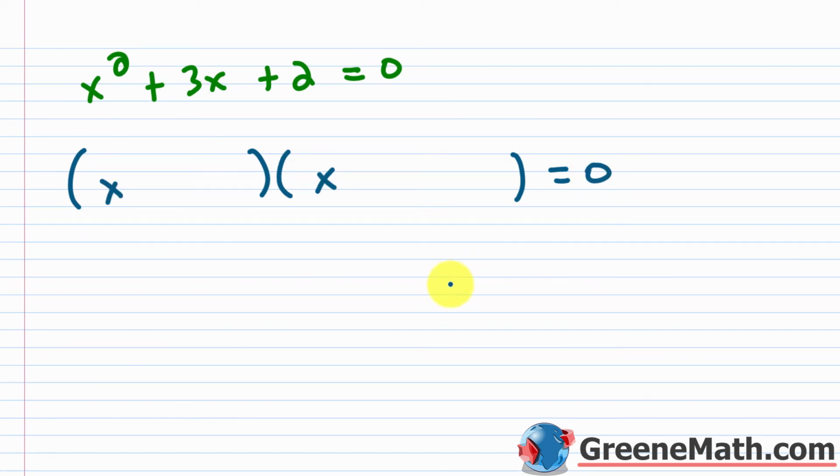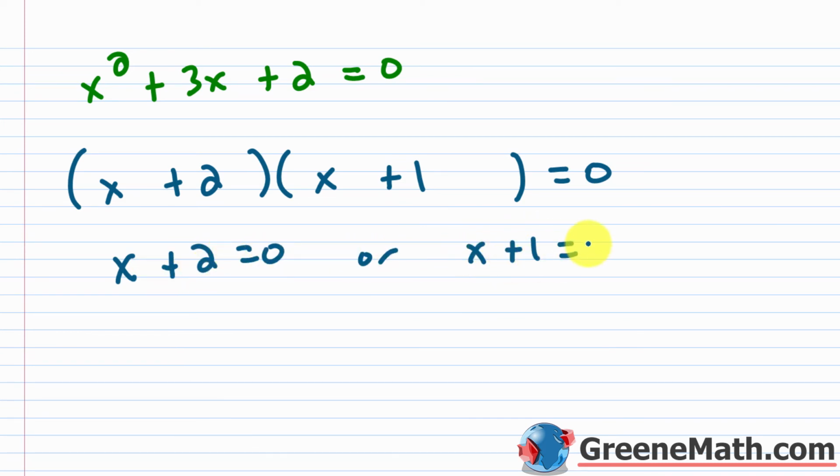And so essentially you would think about two integers whose sum is 3 and whose product is 2. So this is plus 2 and plus 1. So you have x plus 2 is equal to 0, or x plus 1 is equal to 0. So x is negative 2, or x is negative 1. So let me write this in a more compact way. So x equals negative 2 or negative 1.